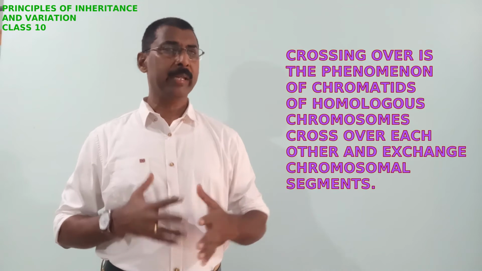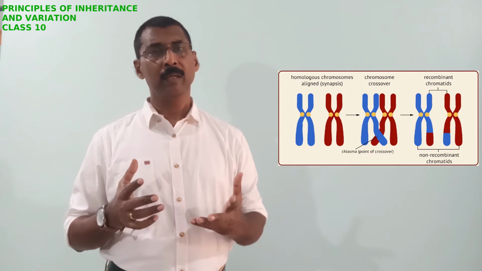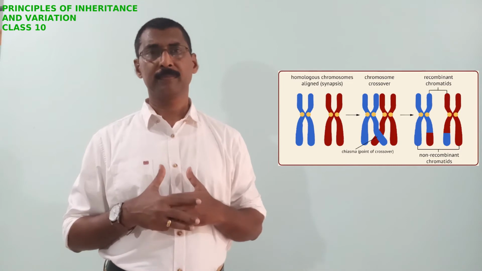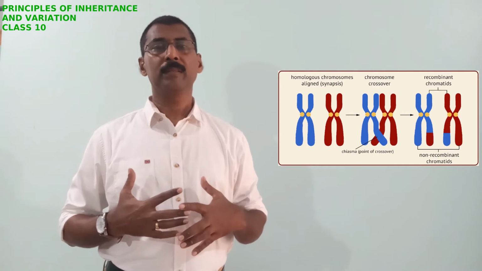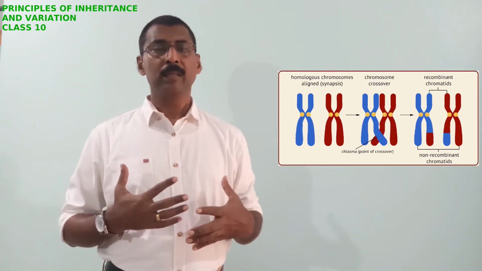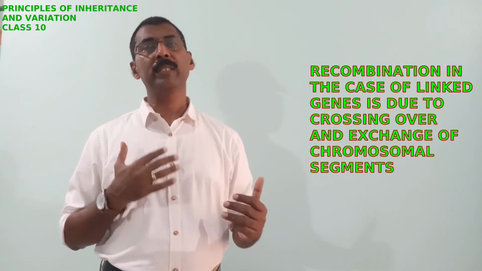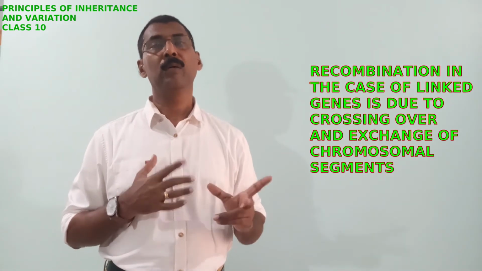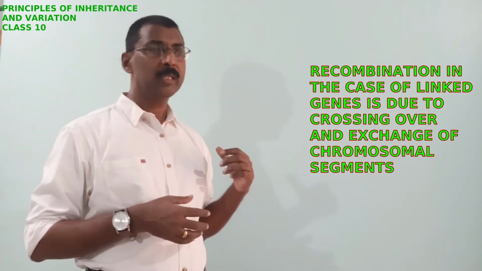So when crossing over and exchange of chromatid segments happen, naturally, the genes located on these segments also would be exchanged. So T.H. Morgan suggested that this exchange of chromatid segments between the non-sister chromatids of the homologous chromosomes is the reason for recombination, as you see in the picture here.